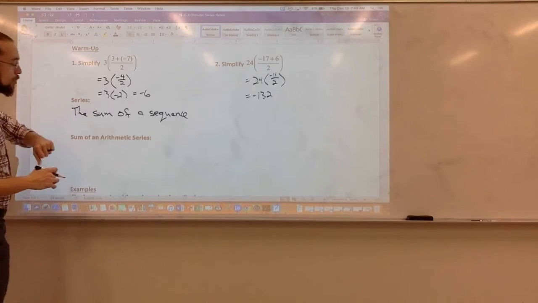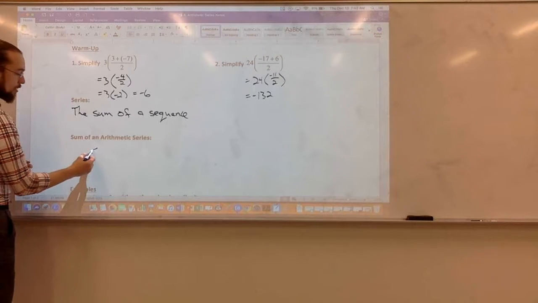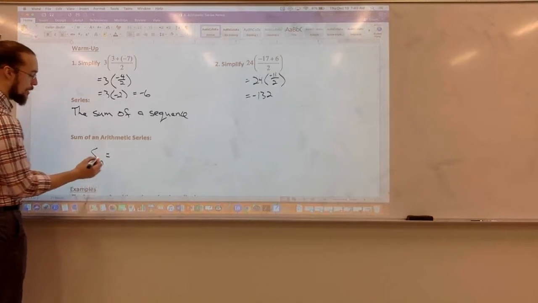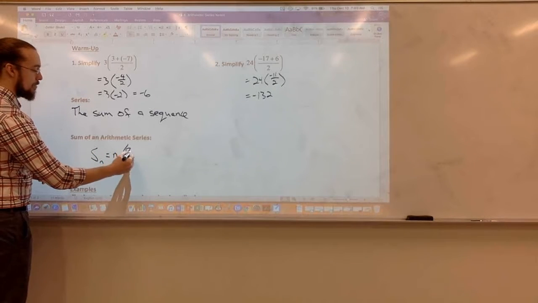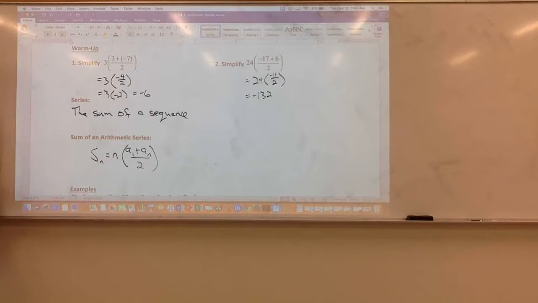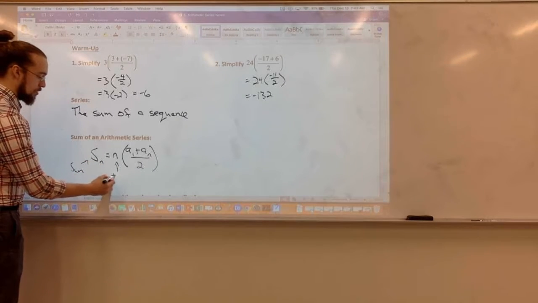So we are going to look at arithmetic series today. We have a formula for the sum of an arithmetic series. We denote it with a capital S sub n. So we say capital S sub n is equal to n times a sub 1 plus a sub n, over 2. So what this is saying is to get my whole sum, so this is the entire sum, I take the number of terms.